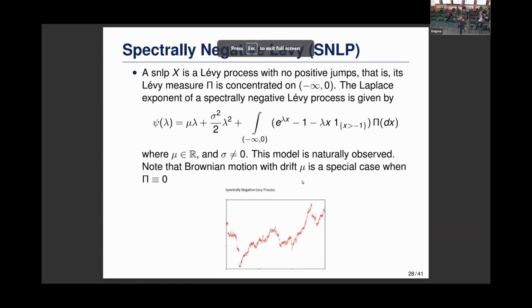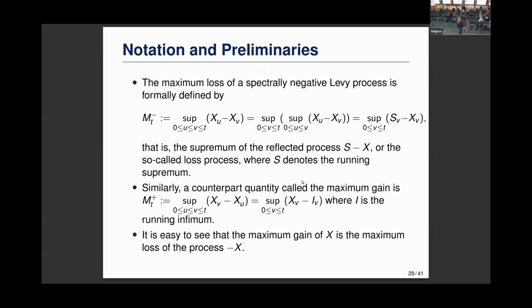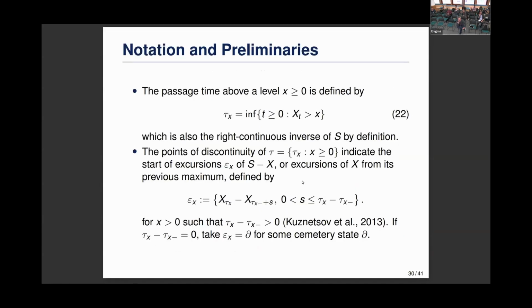And also I had the rest of the talk on the spectral negative Levy process, but I'm just going to mention them. Spectral negative Levy is just having negative jumps, and we have the same functionals of the process: maximum drawdown, maximum drawup.